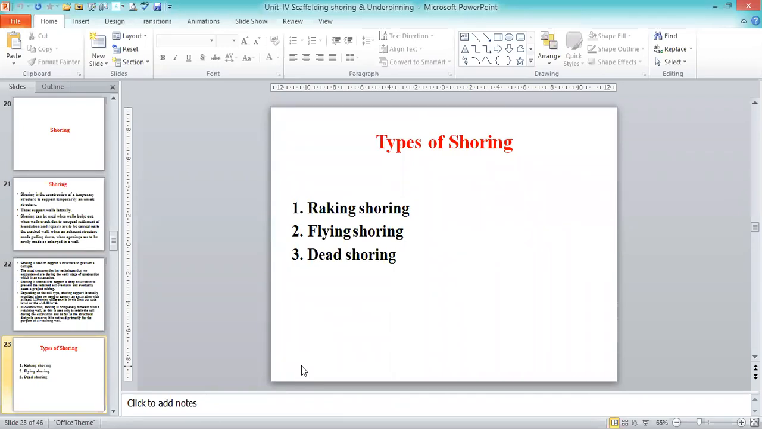How we support the two adjacent structures is called flying shoring. So in a row, there are three buildings. We support these two buildings, while the middle one is going to be pulled down, because the settlement occurs only in the middle building. In that case, flying shoring will be used.